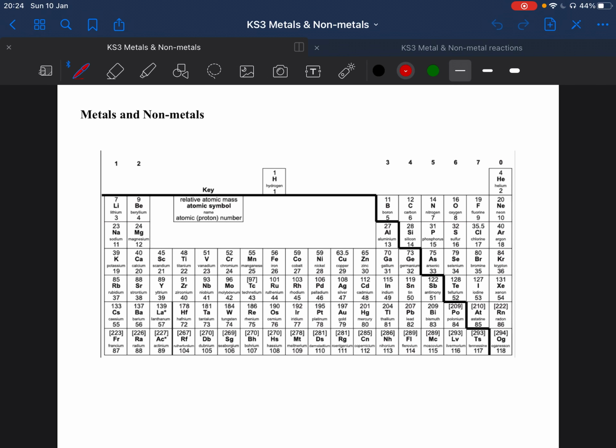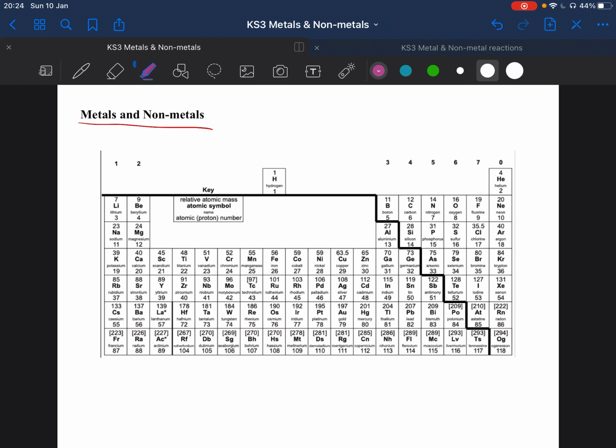Hi guys, welcome to the next video in the topic about elements in the periodic table. This video is going to be focused on metals and non-metals, and we're going to go through some of their properties and how we would identify whether an element or a material falls into one of those two categories.